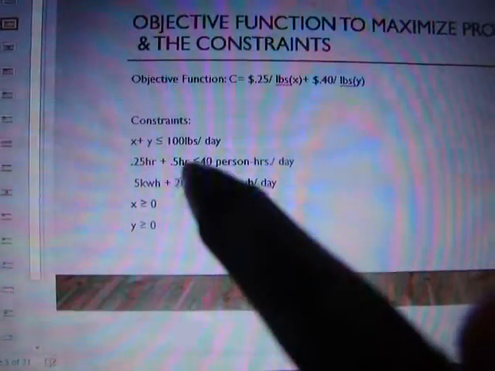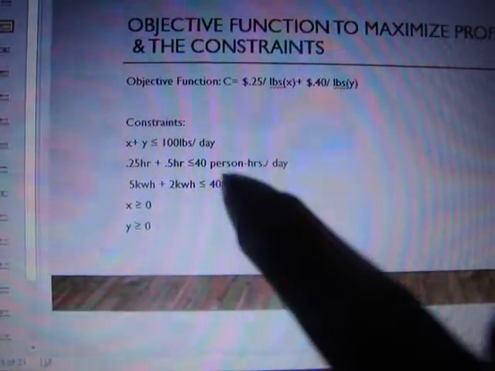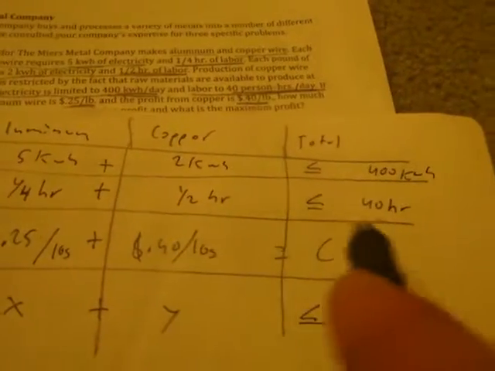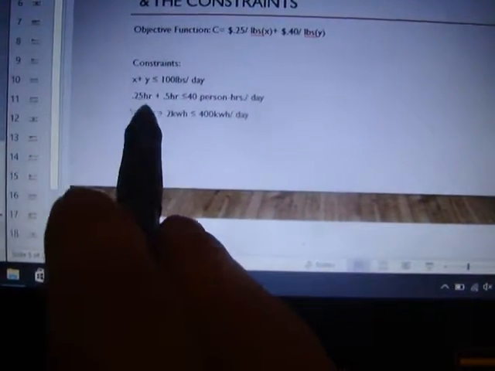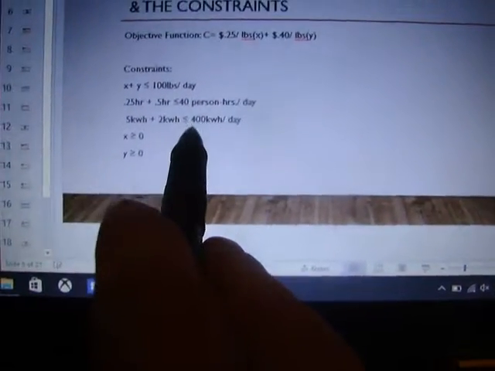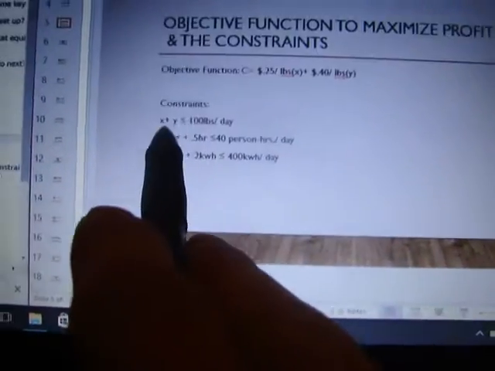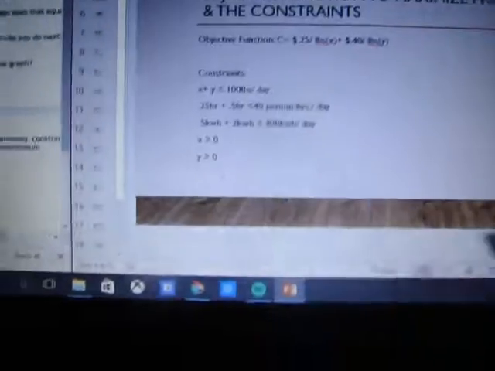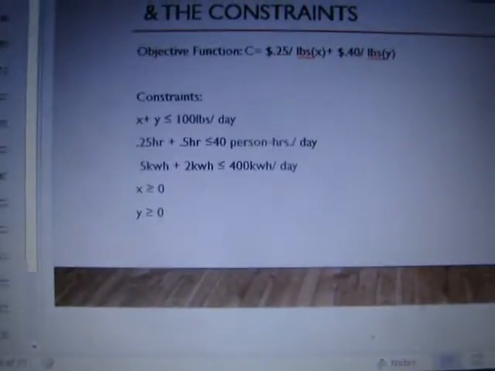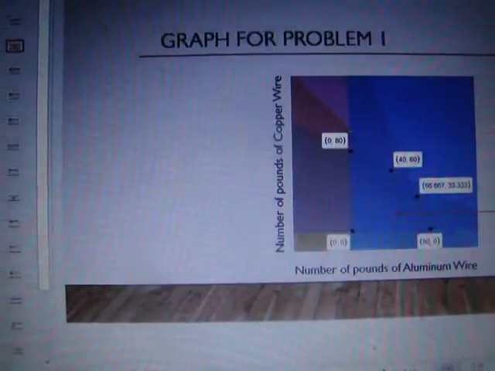One-half hour of labor and one-quarter hour of labor, 40 hours per person. One-quarter hour of labor and one-half hour of labor, 40 hours per person. 5 kilowatts plus 2 kilowatts, aluminum and copper, 400 kilowatts per day. For aluminum and copper, you can only use 100 pounds per day. I'm sorry, I have to go a little fast on this.